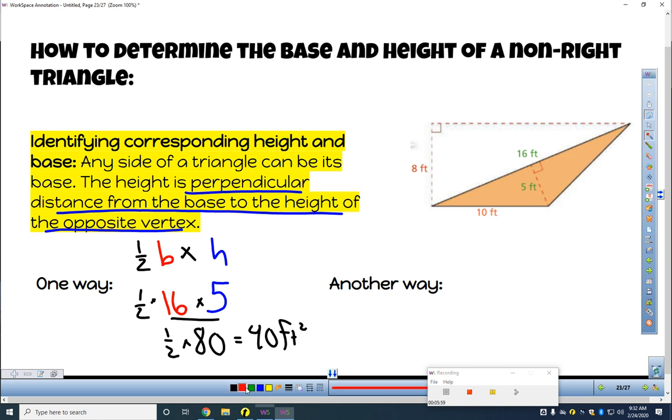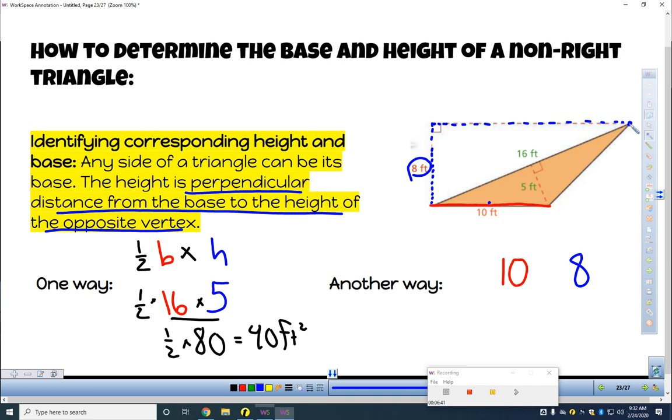If red is the base, all right, any side can be the base. So in this case now, 10 is my base. Well, they say the height is the perpendicular distance to the opposite vertex. The opposite vertex of this line is this vertex way up here. Well, they don't form a right angle down here, and that's why you see these dotted lines over here telling you that this 8 feet, that is the height of that triangle from this base to this vertex.